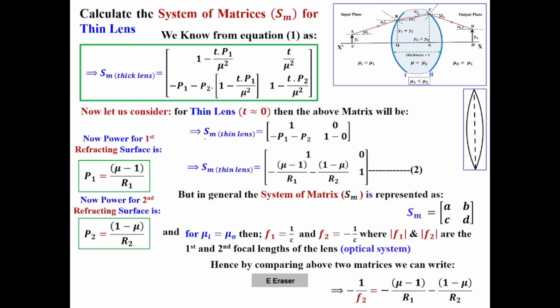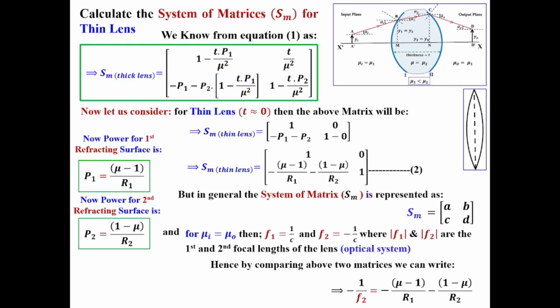Now consider a thin lens. For a thin lens, the thickness will be approximately equal to 0. So instead of t, what we have to substitute? 0. Here 0, here 0. Then the system matrix for a thin lens will be this one. This value is also 0, this term is also 0. So the first term will be 1 and this value will be 0, and here this term will be cancelled out, this term will be 0, and we get p1 minus p2, and this term will be 1 minus 0.